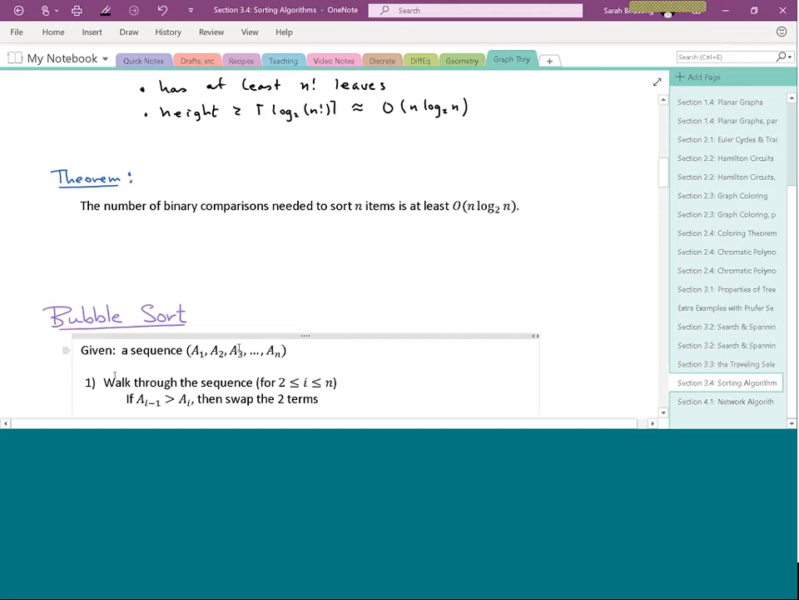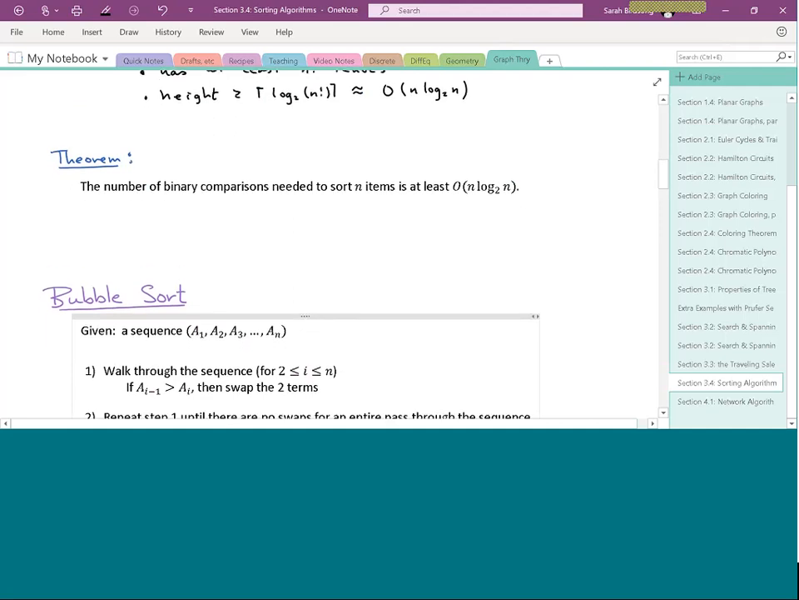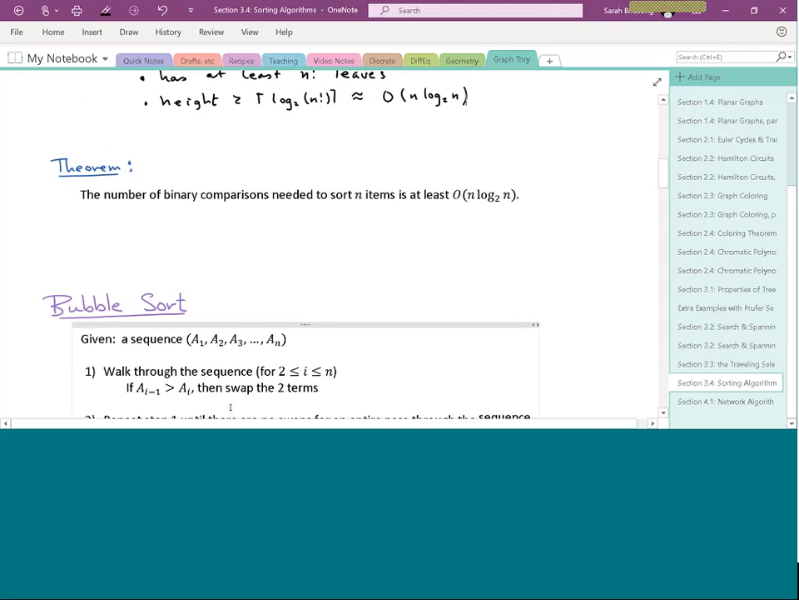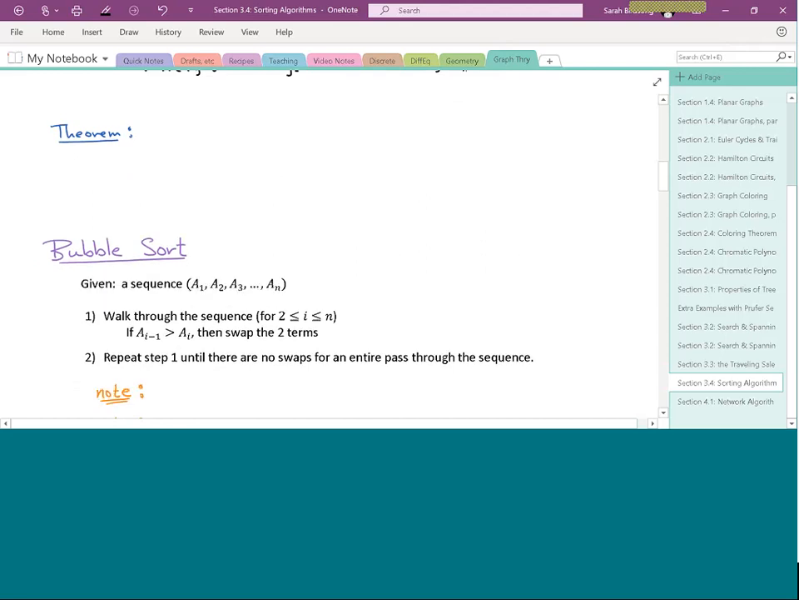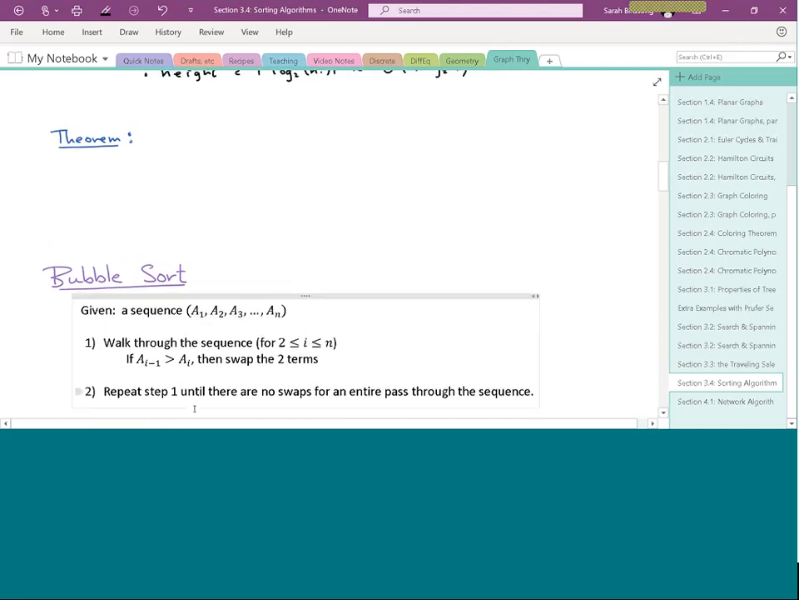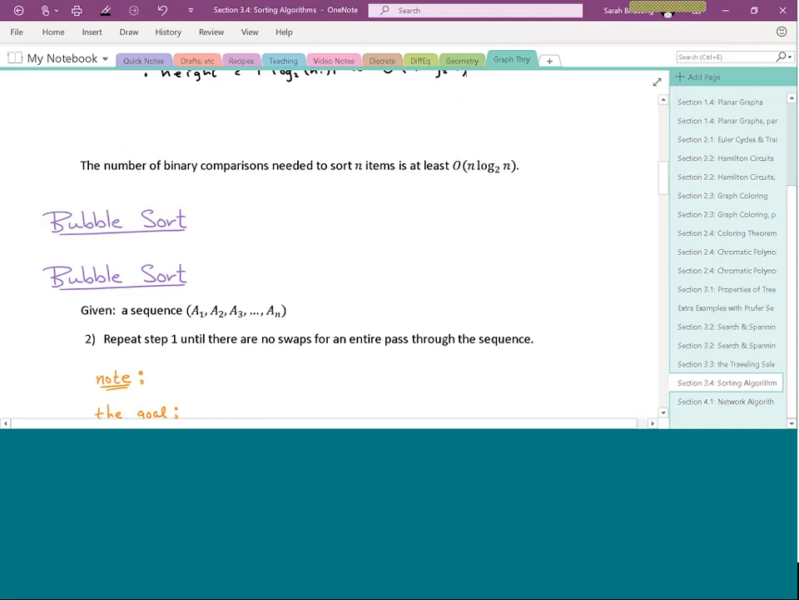So here's the idea. You're given some sequence of n objects in whatever randomized order they're currently in. You walk through the sequence sequentially, and if the smaller item is first, you swap them, and you keep going. You keep going until you get one entire pass through your sequence where you haven't had to do any flipping whatsoever. In other words, you haven't had to do any swapping whatsoever.